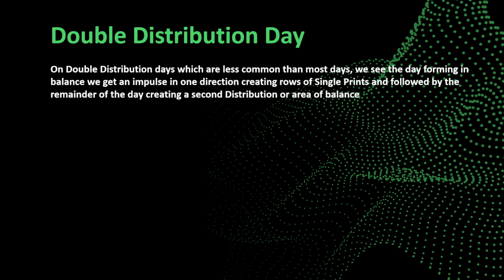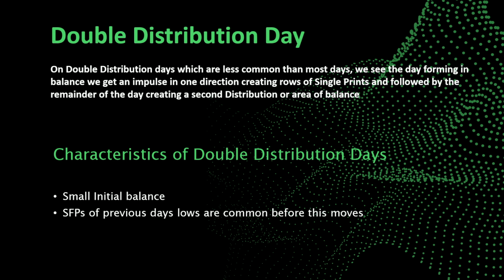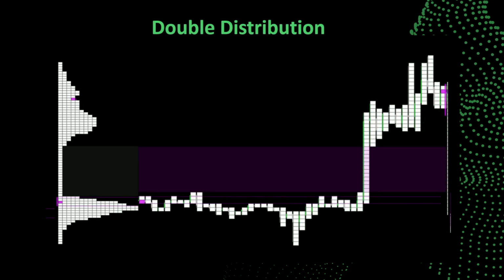Double distribution days. On double distribution days, you don't really see these that often, but what we do get is a balanced range for a part of the day, then a move up, a quick impulse to the upside or downside, creating single prints, and then we start to range for the rest of the day. So again, like a trending day, we get that small initial balance. That's our first heads up. I'll show you this when we get to the profile.